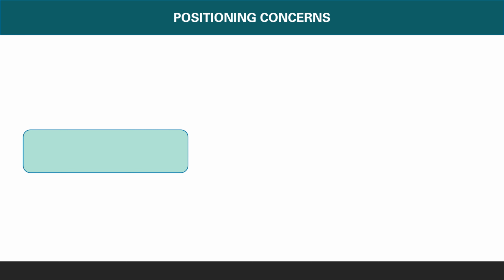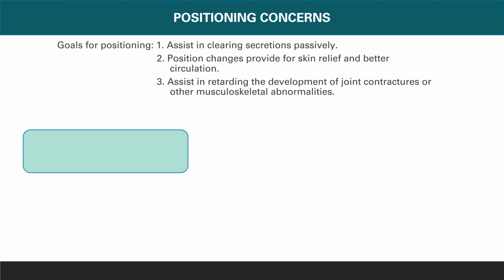The first step in facilitating any breathing pattern is to position the patient for respiratory success. Goals for positioning are to assist in clearing secretions passively, to provide for skin relief and better circulation through position changes, and to assist in retarding the development of joint contractures or other musculoskeletal abnormalities. Often, the patient's posture and pelvic position has a dramatic effect on breathing. Simple adaptations may make ventilation easier.